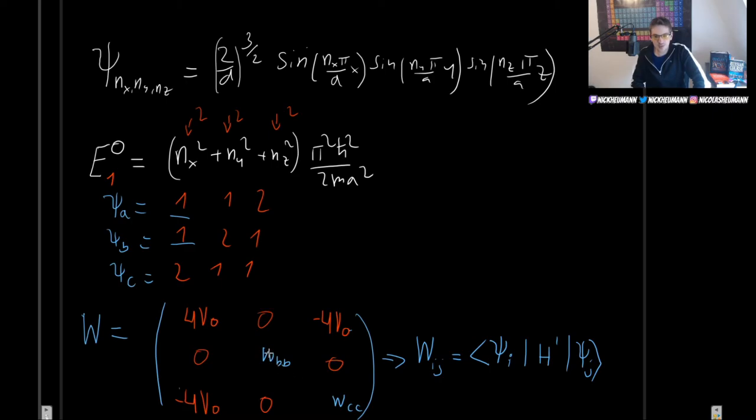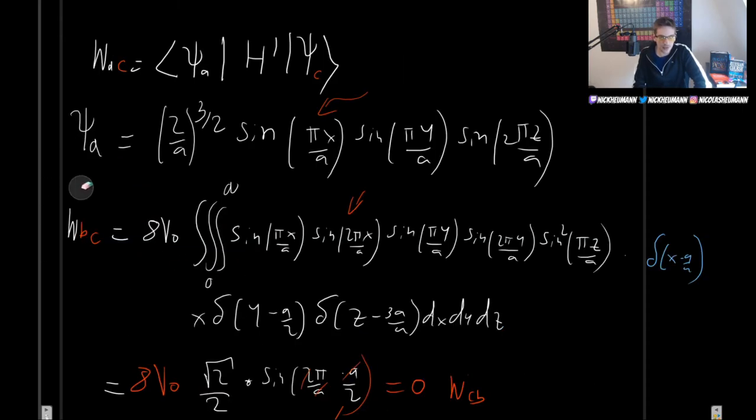Okay, so WBC and CB are both zero. Now we're left with WBB and WCC, which means 1 to 1 and 1 to 1, which is WBB. Let's go with that one first. So WBB is going to be Psi B and Psi B.